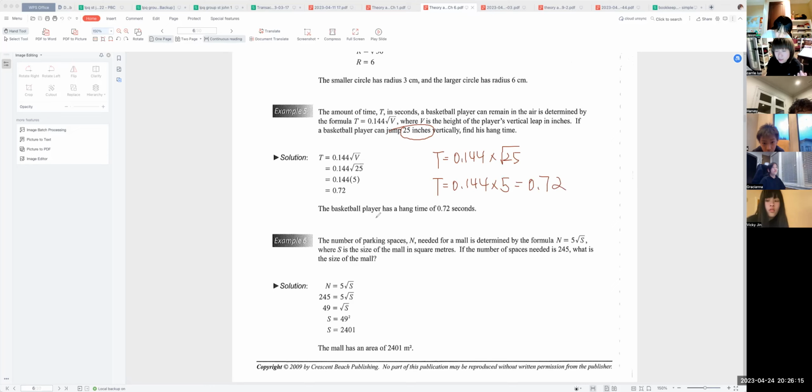So this basketball player could remain in the air for about 0.72 seconds. Now Gracia and Jason will say, wow, that's less than 1 second! No, you think about it, because the Earth has gravity. It is holding you back. Understand? And you have to hold yourself there. So it's actually pretty hard.